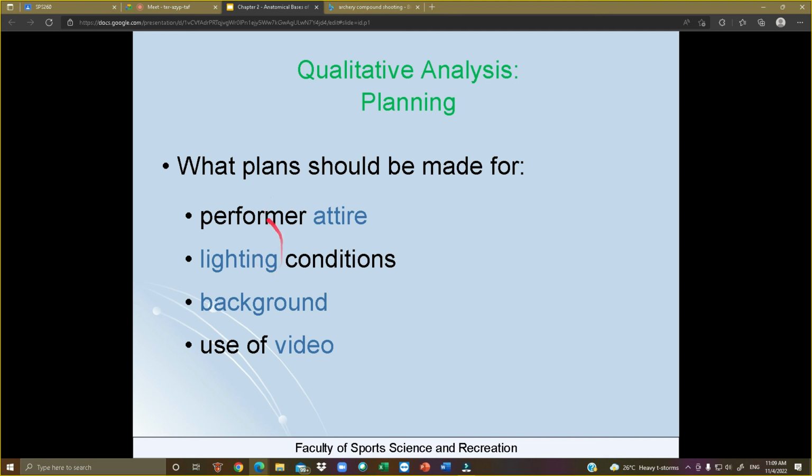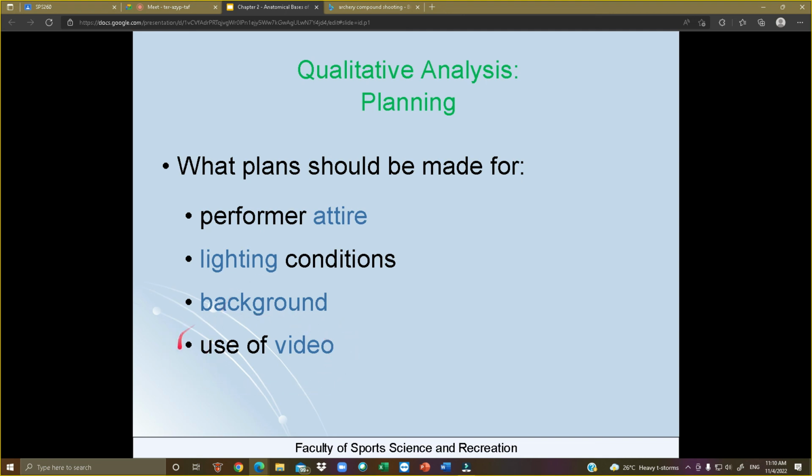Second, lighting condition. Do your analysis in a lit area. Don't sit under a tree or under a tent and put the camera in the dark. Then the background. Should there be people or no people? Sometimes it is better to conduct the analysis where it is clear rather than in a hectic background.